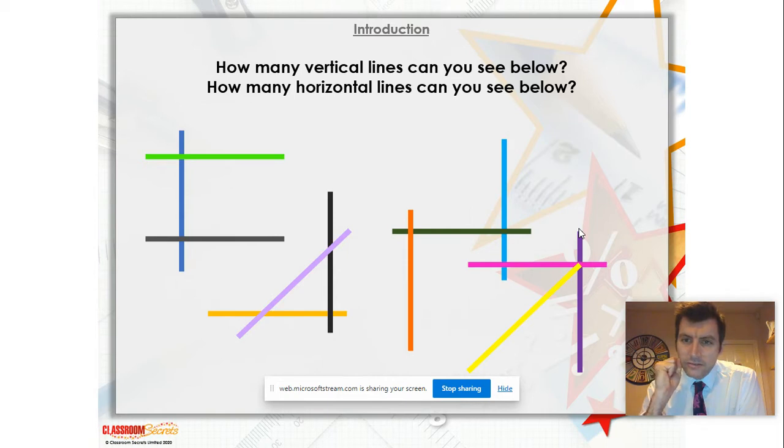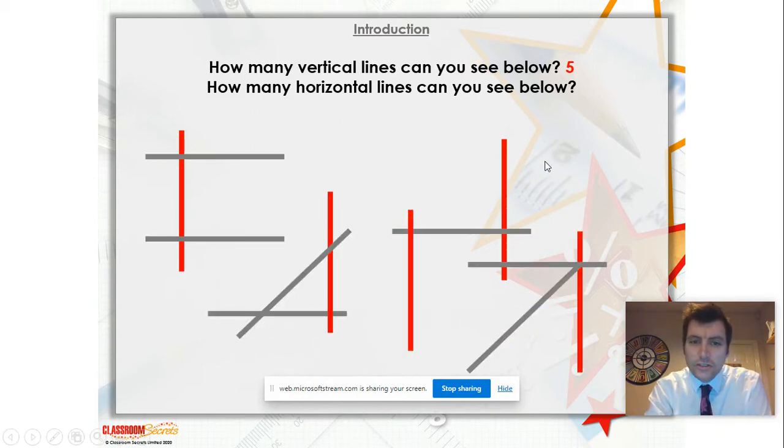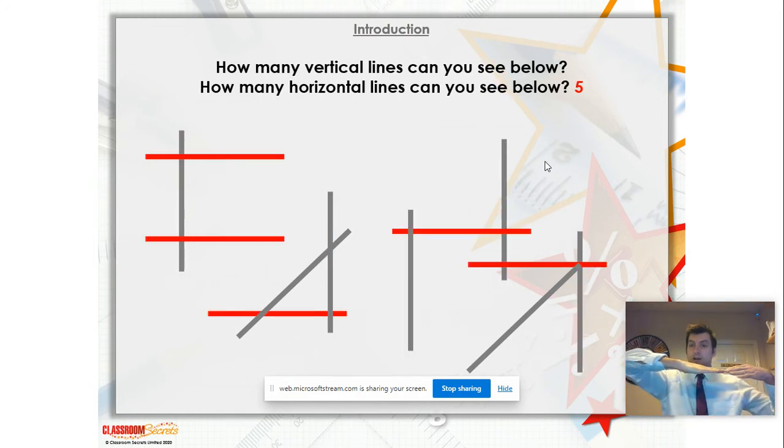Pause the video while you count. If you're not sure, I'll give you a little bit of a clue with my hand or my arm. Vertical and horizontal. Keep counting. Well done, guys. You've given that a good go. I can see there's 5 red vertical lines: 1, 2, 3, 4, 5. Vertical goes upwards. And horizontal lines: if we think of when we look into the distance, we see the horizon. Horizontal, we can see 5 horizontal lines.